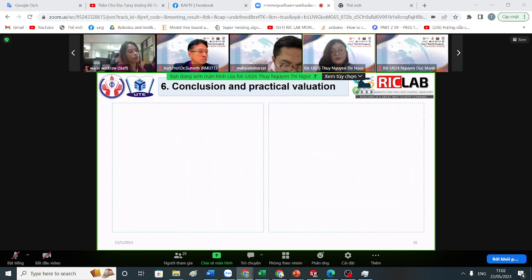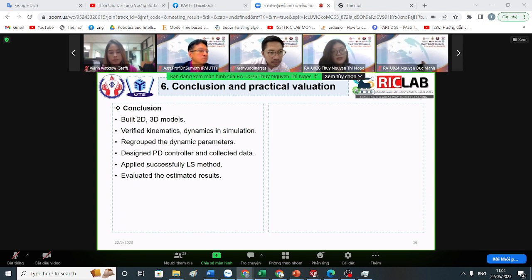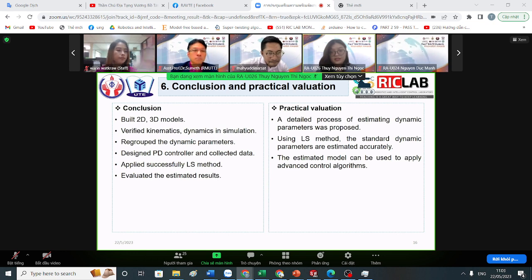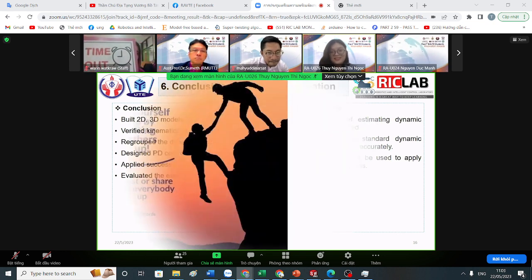Okay, we go to the final part of this presentation. About the conclusion, as you see on the screen, the purpose that we listed in the second part is done, and we talked about practical evaluation. Our team gave a detailed process of estimating dynamic parameters, and our team used the LS method and estimated dynamic parameters for a 6DOF manipulator successfully. The estimated model can be used to apply advanced control algorithms. My presentation ends here. Thanks for listening.